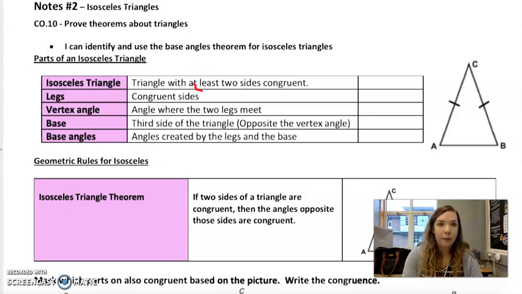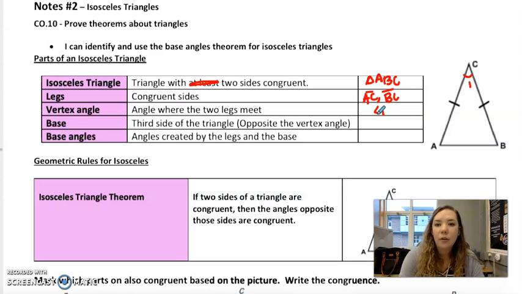So we'll just say a triangle with two sides congruent is really what we want to hone in on here. So the legs of your triangle are the two sides that are congruent. Vertex angles are where the two legs meet. So this is your vertex angle. That's where your two legs are touching. Let's go ahead and label that angle 1. Our congruent sides are AC and BC. And we're talking about triangle ABC if we're being thorough here.